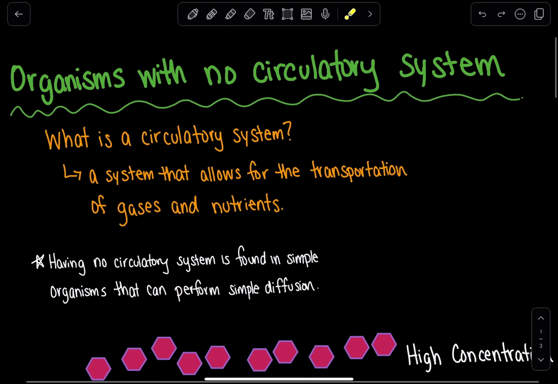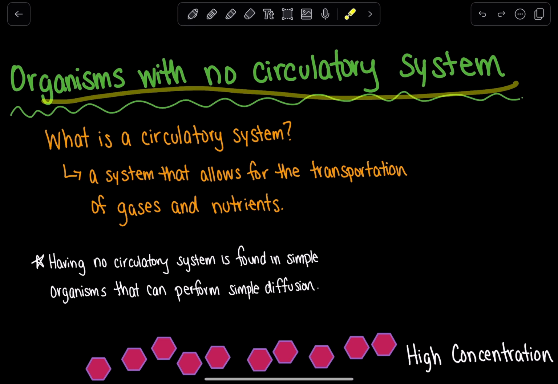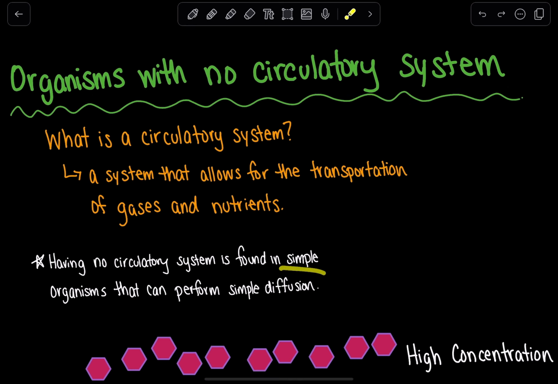So organisms that have no circulatory system are relatively simple organisms that can perform simple diffusion, and that is how they transport their gases and their nutrients.